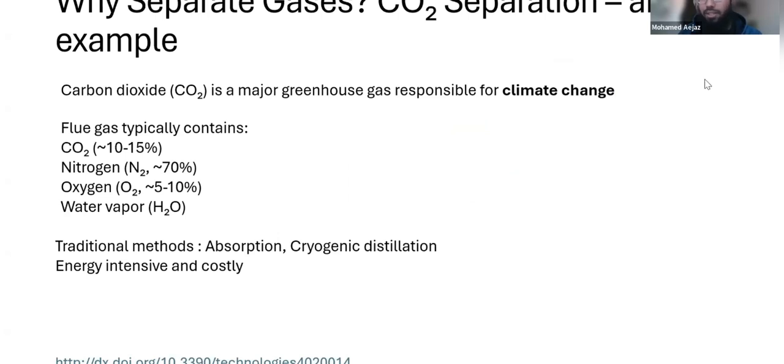one of the questions you should always ask is, why do you want gas separation at all? Here's an example of carbon dioxide, because carbon dioxide is a major greenhouse gas responsible for climate change, and this is contributing to a lot of environmental issues.